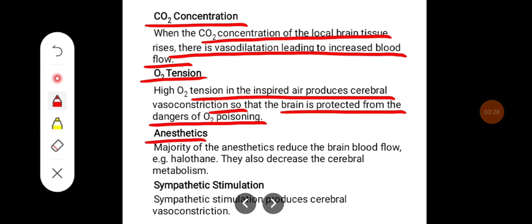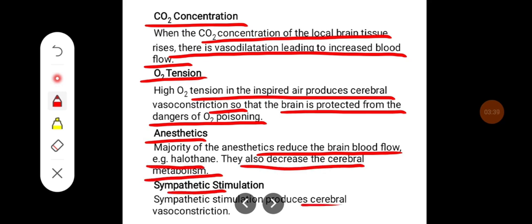Anesthetics: the majority of anesthetics reduce brain blood flow, for example halothane. They also decrease cerebral metabolism. Sympathetic stimulation produces cerebral vasoconstriction.